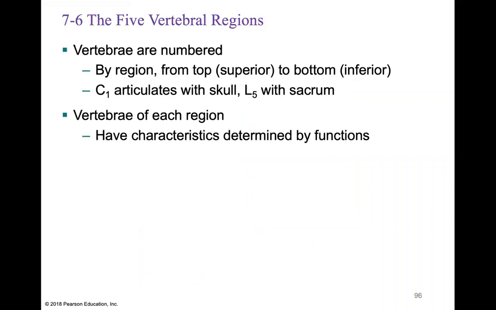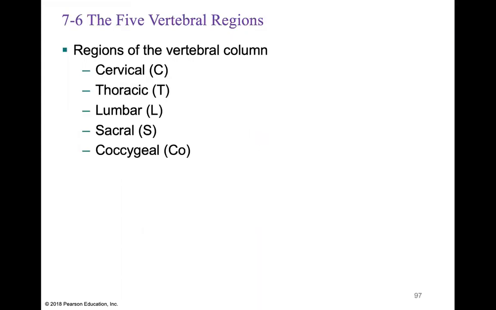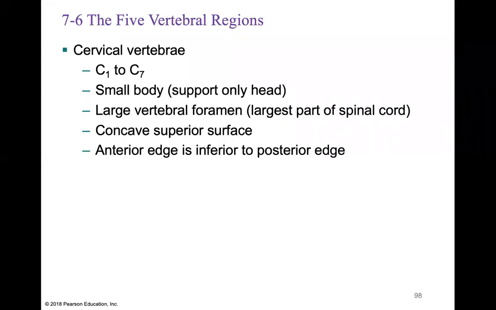Okay, vertebrae are numbered, which is an easy thing. At least they didn't give all 26 vertebrae a different name. And they are also going to have their regional names. As I mentioned, we have cervical, thoracic, lumbar, sacral, and the coccyx. So your cervical vertebrae, you have 7 of those, C1 through C7.